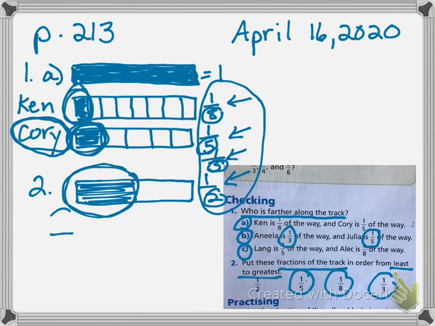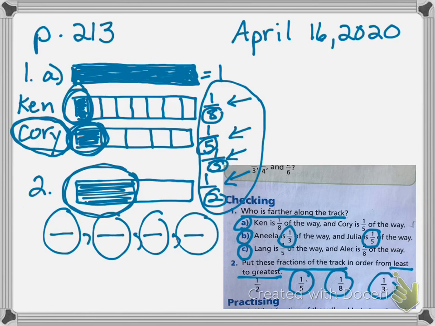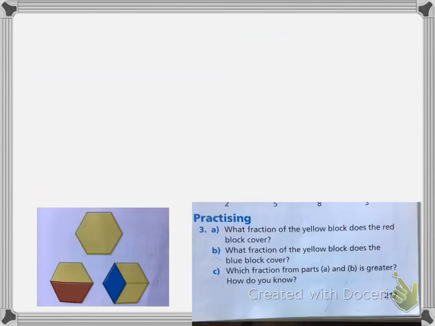Okay, write that one right here. Then put a comma, and then put the rest of the fractions in order, and you should be ending with the biggest one. Pause your video until you are finished that. Great job. All right, number 3.